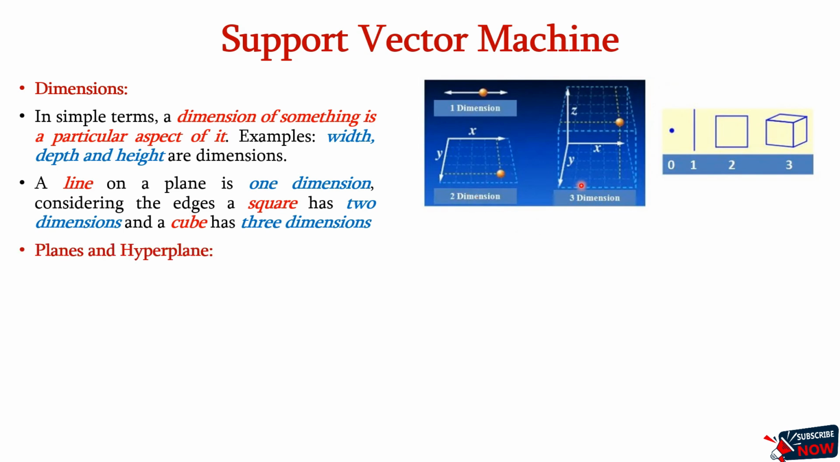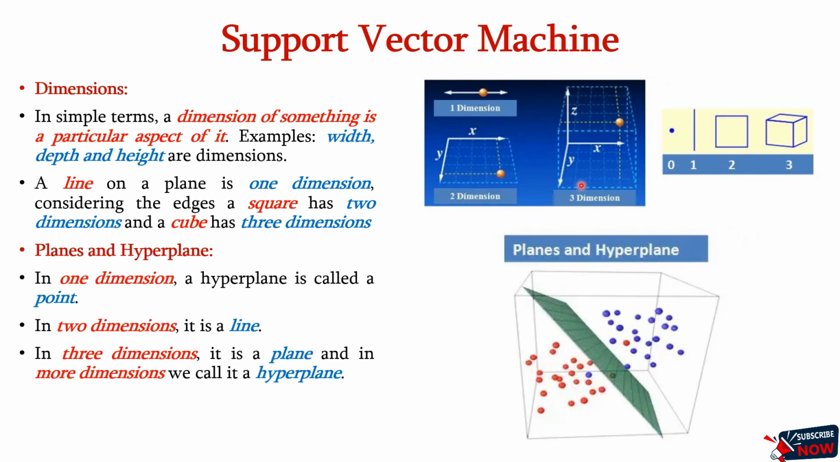Now let us understand about planes and hyperplanes. So a plane is nothing but a line which separates the two classes. As mentioned here, we have red points and blue points. So we have a plane here. So if it is one dimension, a hyperplane is called a point. In two dimensions, it is called a line. In three dimensions, it is called a plane. And in more dimensions, we call it a hyperplane.